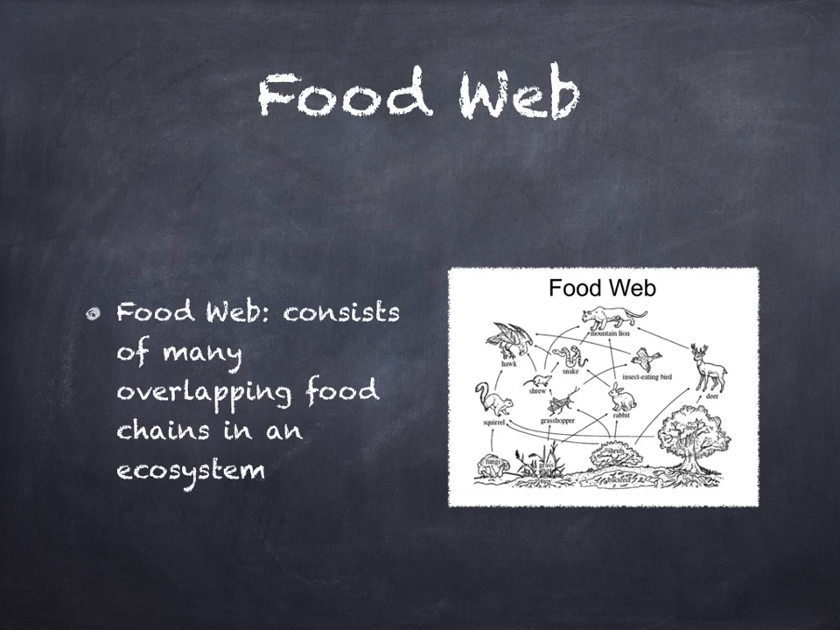Food webs. A food chain shows only one possible path along which energy can move through an ecosystem. Most producers and consumers are part of many food chains. A more realistic way to show the flow of energy through an ecosystem is with a food web. A food web consists of many overlapping food chains in an ecosystem.